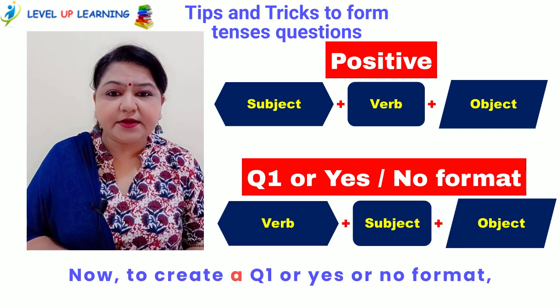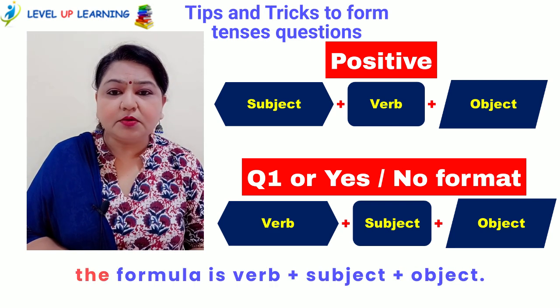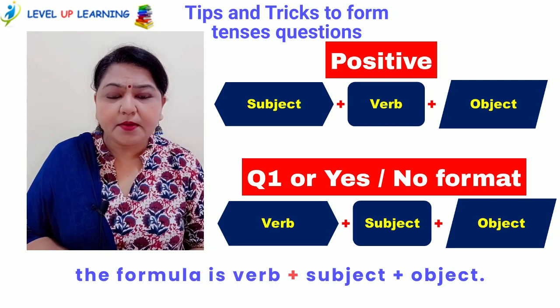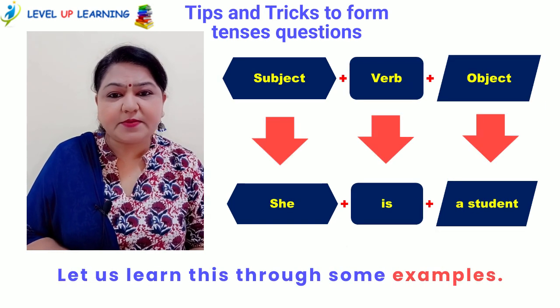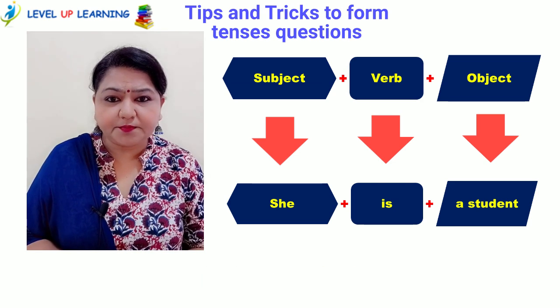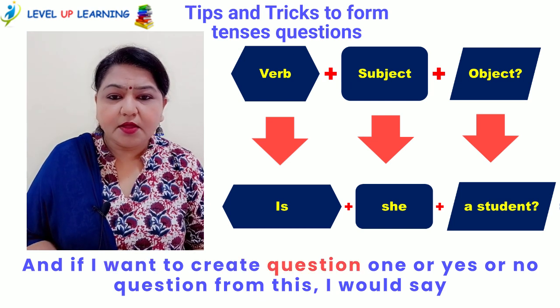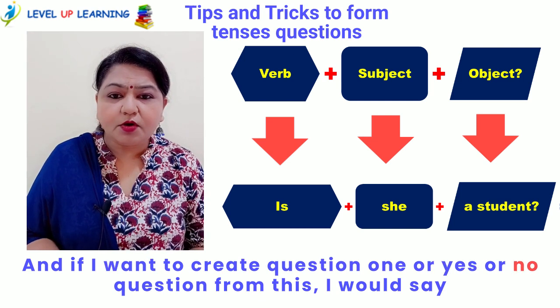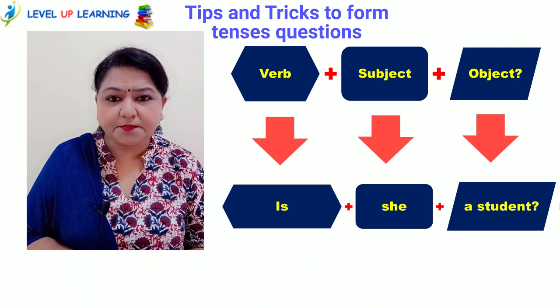Now to create a question 1 or yes or no format, the formula is verb plus subject plus object. Let us learn this through some examples. So, she is a student. That's the sentence. And if I want to create question 1 or a yes or no question from this, I would say, is she a student?